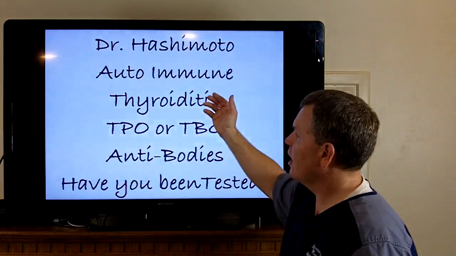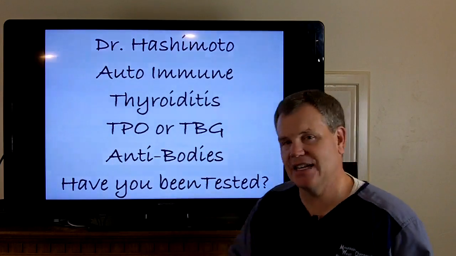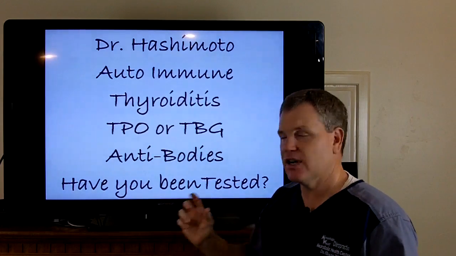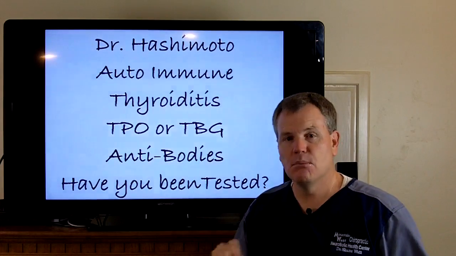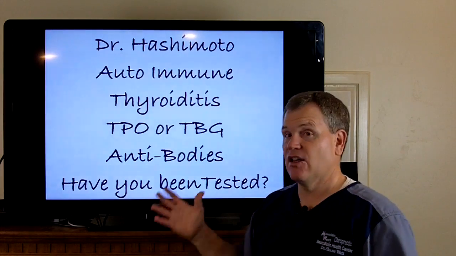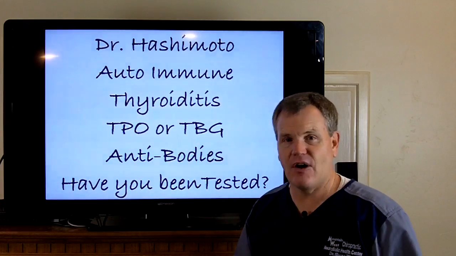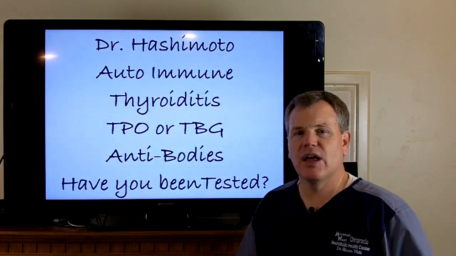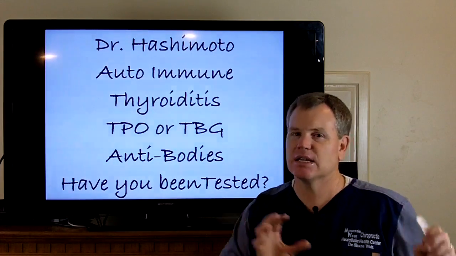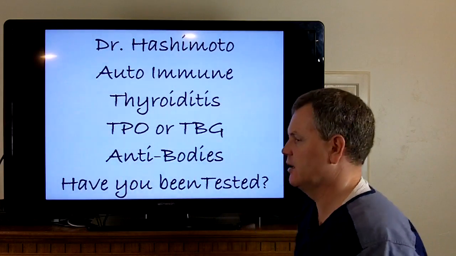It's autoimmune thyroiditis. It's when TPO or TBG antibodies are found in the blood. It's a very simple test. But the question is, have you been tested? Most people have not. And yet the high majority of thyroid patients, as we talked about, 70+%, have autoimmune Hashimoto's. What does that mean? Well, an autoimmune condition is drastically different than just a thyroid condition, and we're going to go into that in great detail here.